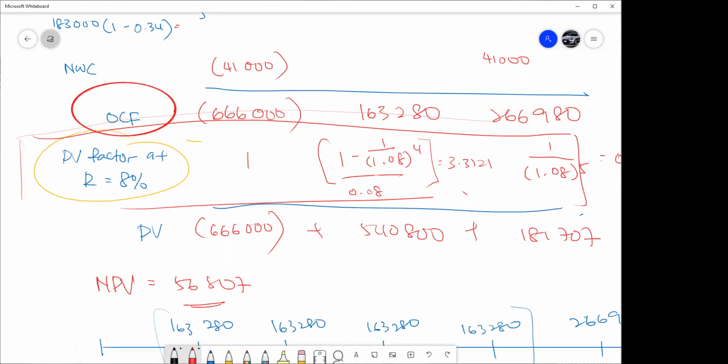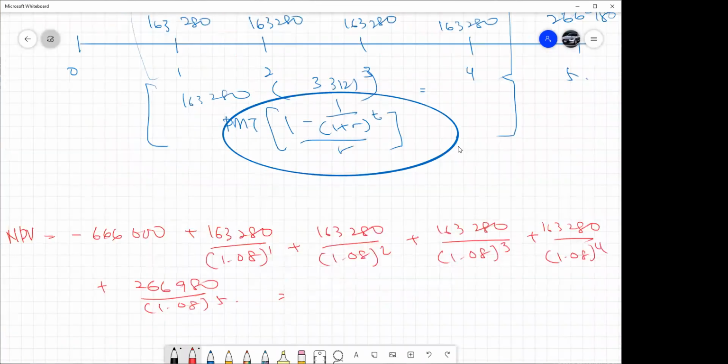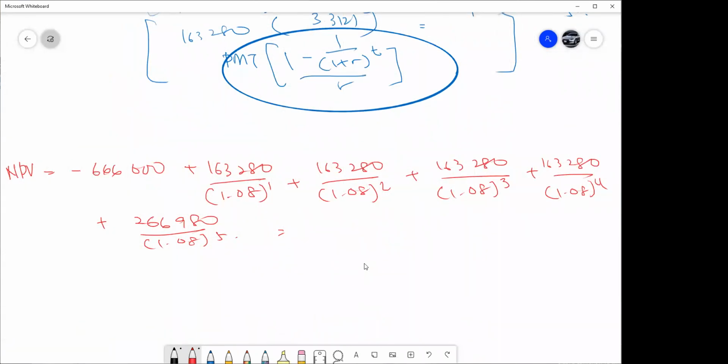All right. If you think this is confusing, you do this. You get the same answer. So the final answer that you should be getting is 56,507. So when you get a positive NPV, what happened? When NPV equals or is more than 0, you accept this project.